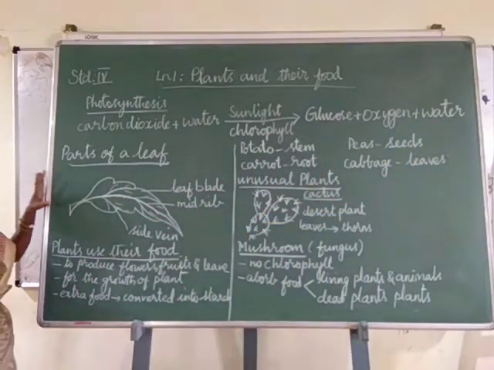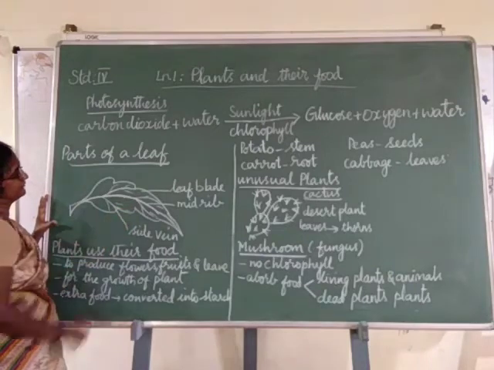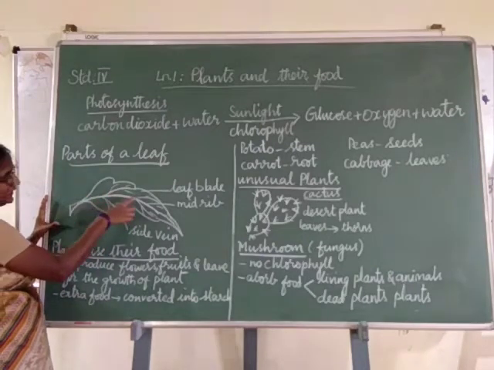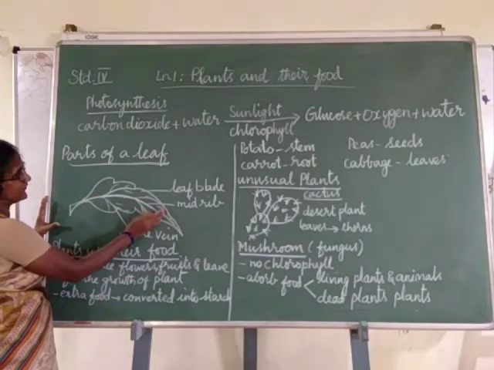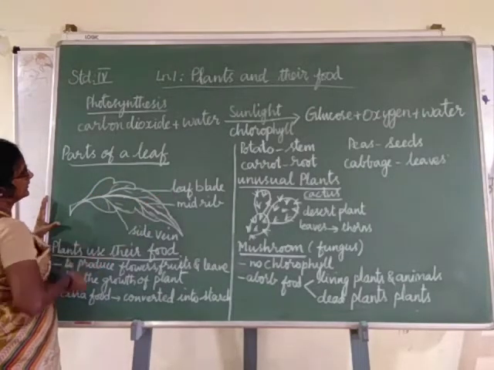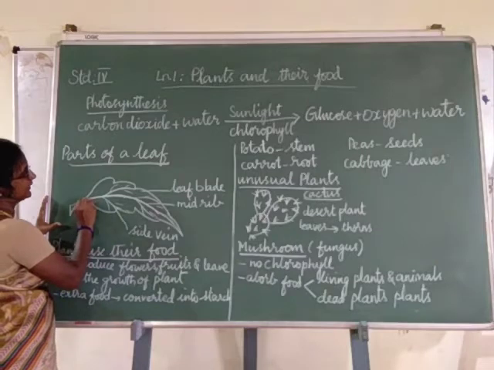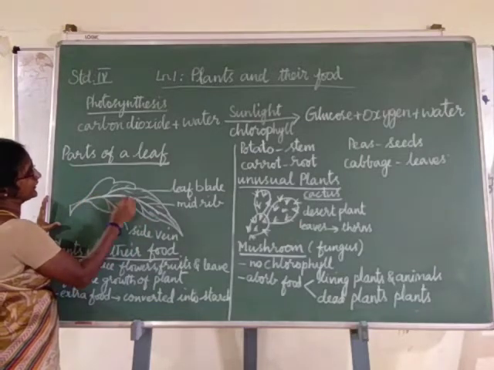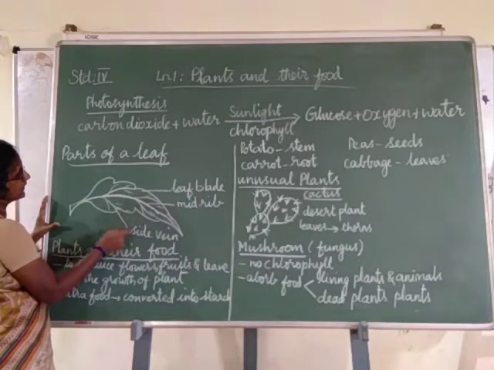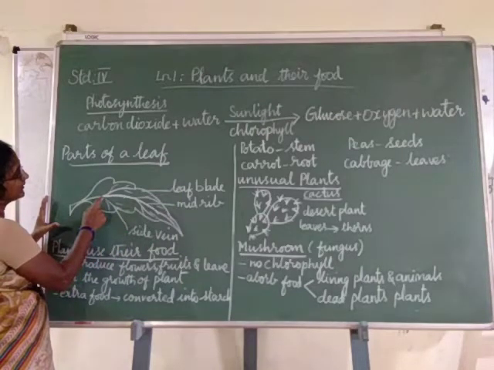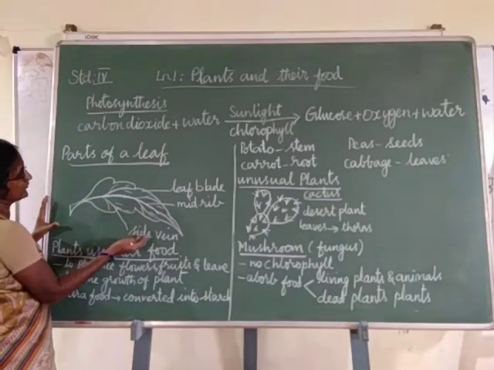Now, we are going to learn about the parts of a leaf. The leaf is mainly green in color. The flat part of the leaf is called the leaf blade. Across the center of the leaf, there is a thick vein called the midrib. From the midrib, there are small veins running along, called side veins.